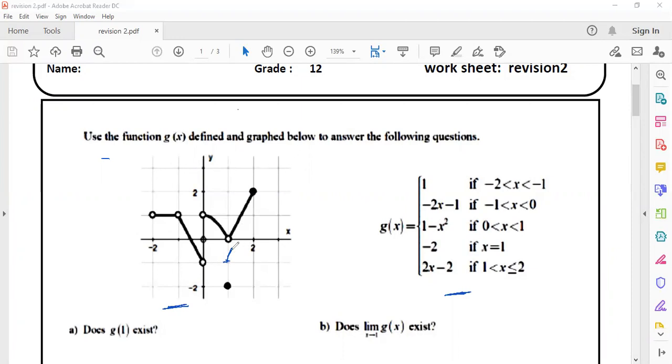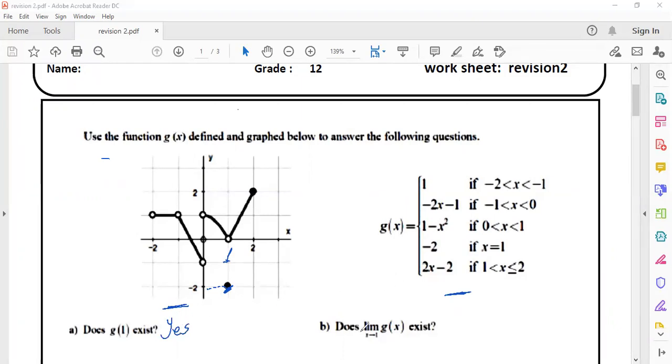As you see, I have to look at 1. Do you have any bold point? Yes, here is a bold point. Its value is -2. Sorry, g of 1 equals -2. But here he asks you, does g of 1 exist? We have to write what? Yes.